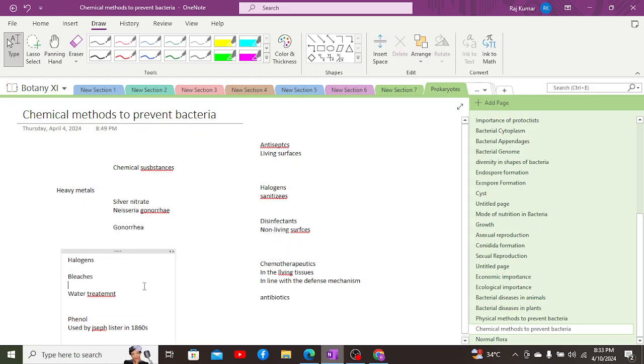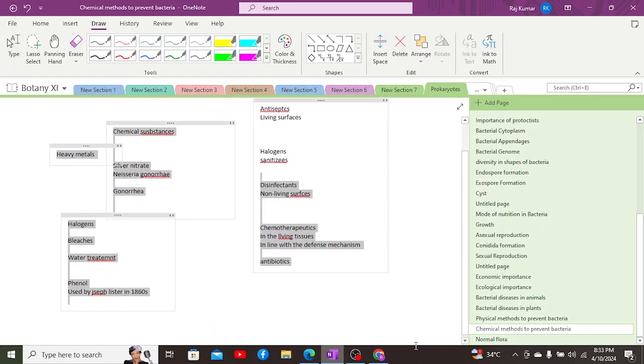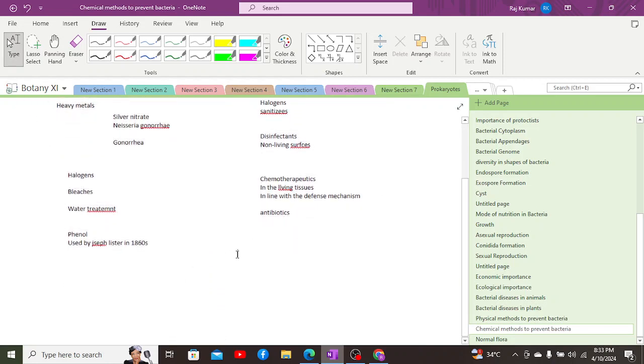After that, we have another example of another compound, which involves the aldehydes. Aldehydes of two types are utilized: formaldehyde and glutaraldehyde.